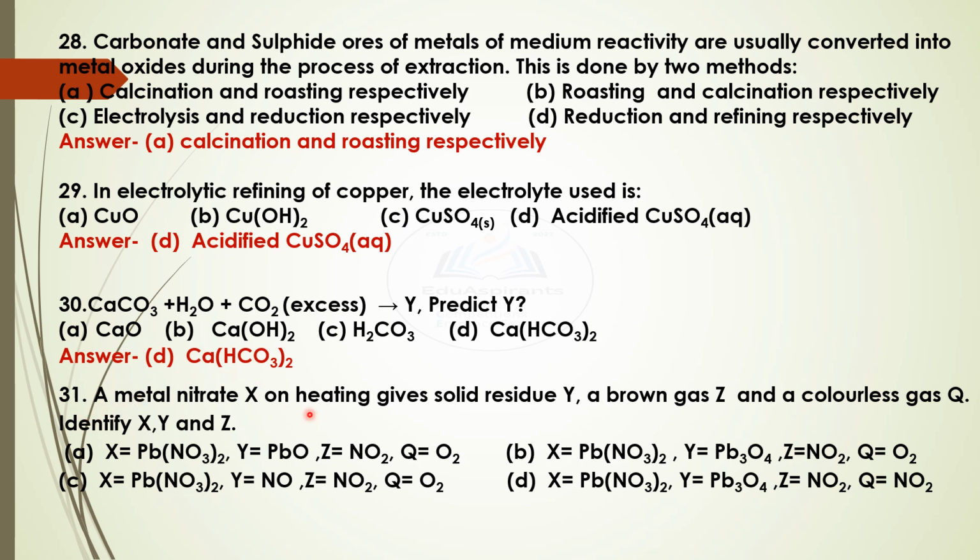Next question. A metal nitrate X on heating gives solid residue Y, a brown gas Z, and a colorless gas Q. Identify X, Y, and Z. So these are the four choices. Correct choice is X is Pb(NO3)2, Y is PbO, and Z is NO2. Q is O2.